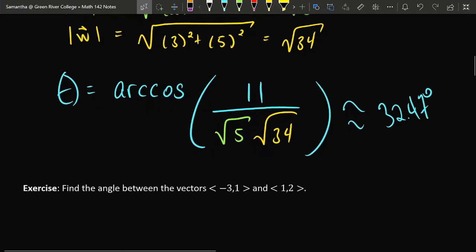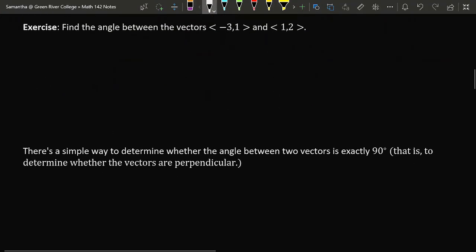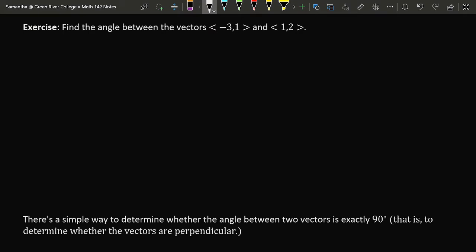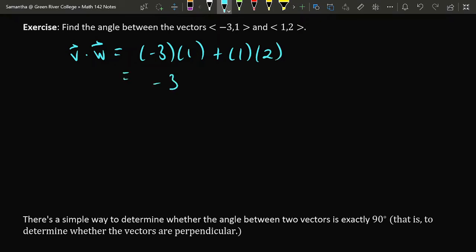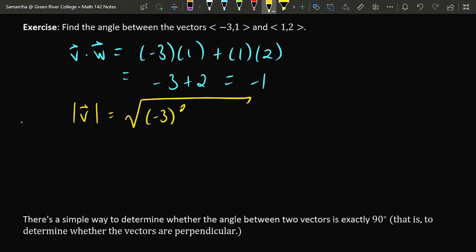So, seems about right. This time let's find the angle between the vectors -3, 1 and 1, 2. In this case, once again, I'm going to start by finding the dot product of these two vectors. -3 plus 2 results in -1. Let's find the length of the vector v, which is equal to the square root of the x component squared plus the y component squared. So that's equivalent to the square root of 10.